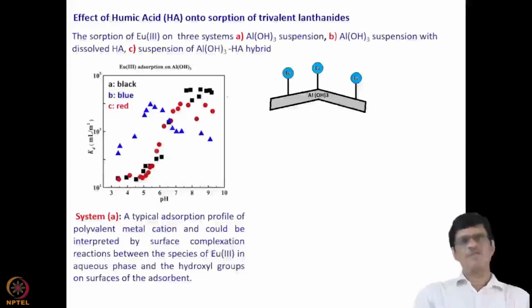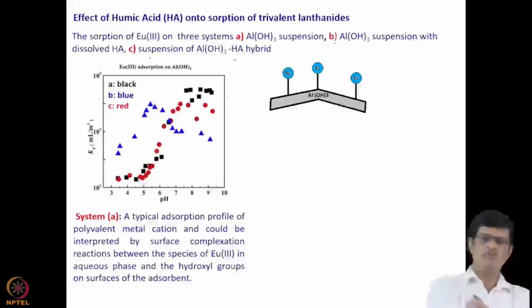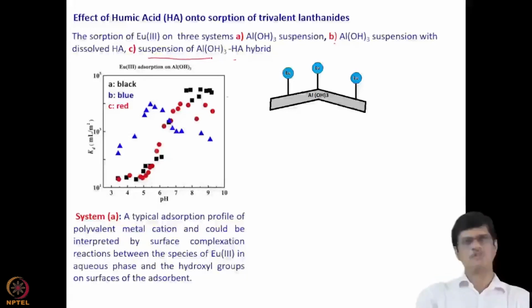So we have 3 case studies. Number 1, case A, is just an aluminum hydroxide suspension, and we study the europium sorption onto that. For case B, we have the aluminum hydroxide suspension with dissolved humic acid, and case C, where you have a suspension of aluminum hydroxide and humic acid hybrid. So both humic acid and aluminum hydroxide are in the suspension in case C. Now we come to the first case, A, where you have only the aluminum hydroxide suspension.